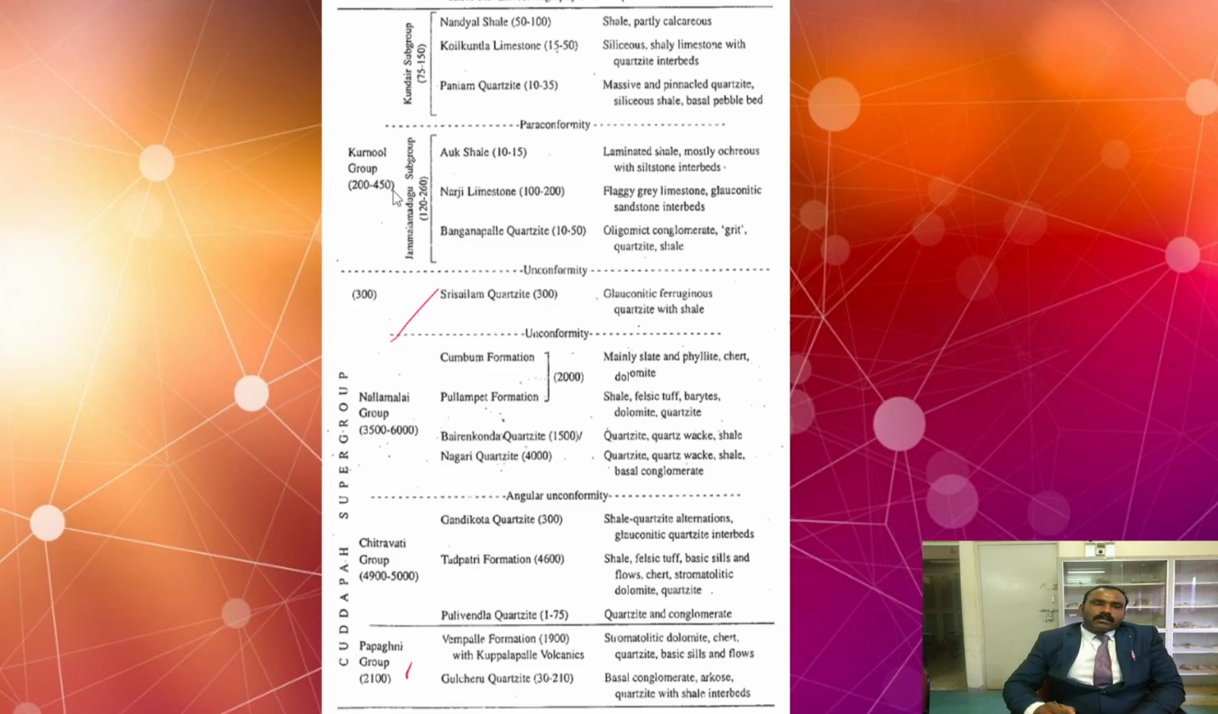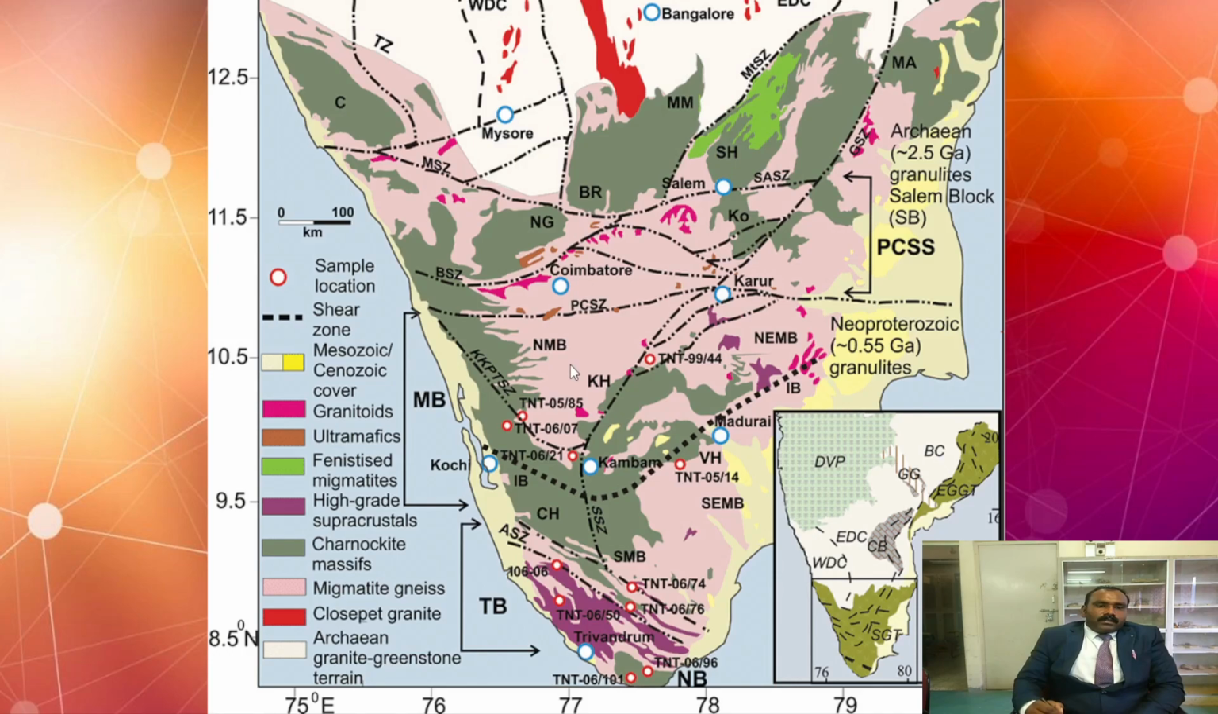Coming to the part of the Trivandrum block. This is the Trivandrum block, which is situated towards the extreme southern portion of the Pandyan Mobile Belt, and those are supposed to be the closepet granites and the other regions which were also discussed earlier.